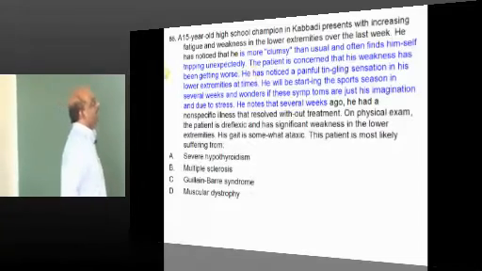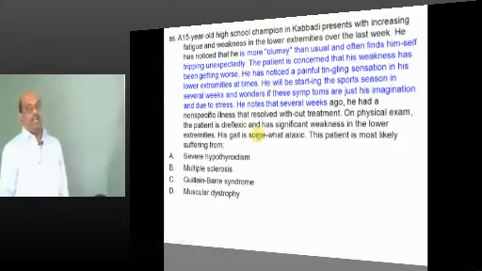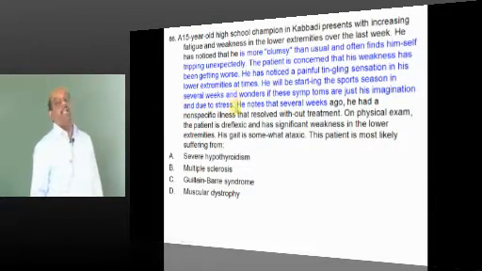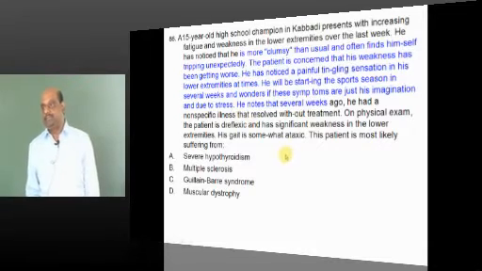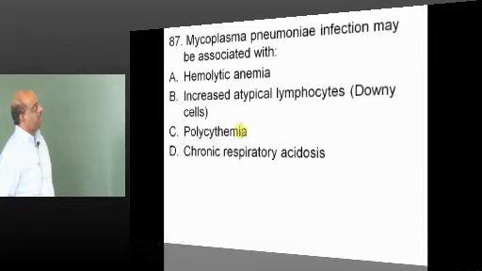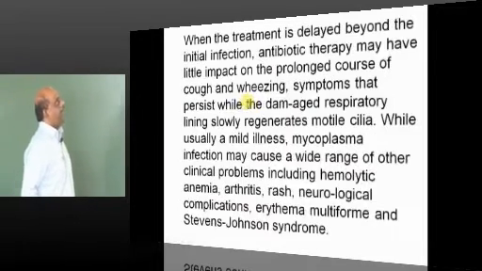That's good. Rigler's sign. 15-year-old, clumsy, weakness is getting worse. What is your answer? Guillain-Barré. Guillain-Barré, post-infectious polyneuritis. Mycoplasma pneumoniae causes basically hemolytic anemia.